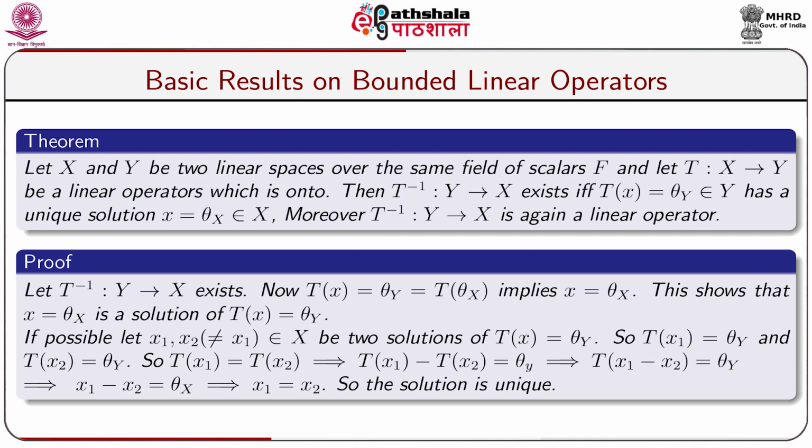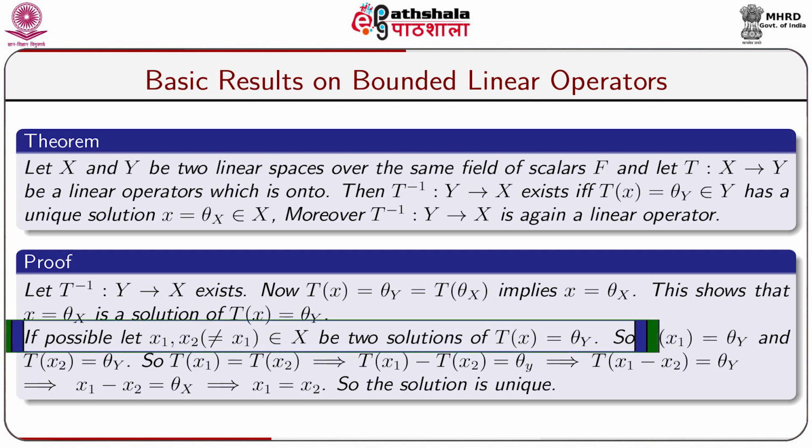The proof is like this. Let T inverse from Y to capital X exist. Now Tx is equal to theta y is equal to T of theta x, because we know that T of theta x is equal to theta y implies x is equal to theta x, because T inverse exists, therefore T is 1-1, and by the 1-1 property it implies that x equal to theta x. This shows that x is equal to theta x is a solution of Tx is equal to theta y.